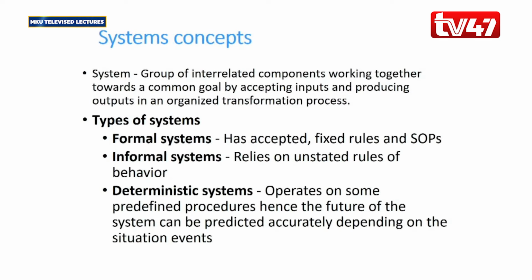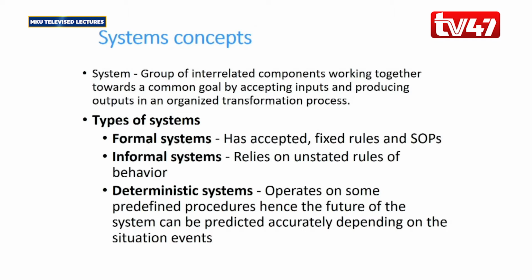For us to get into information systems, we need to understand some few concepts about systems. We need to understand what is a system. We also need to understand the different types of systems that are available across the board. So basically, a system is a collection of interrelated components that work together, a set of components that work together with an aim of achieving a particular objective.